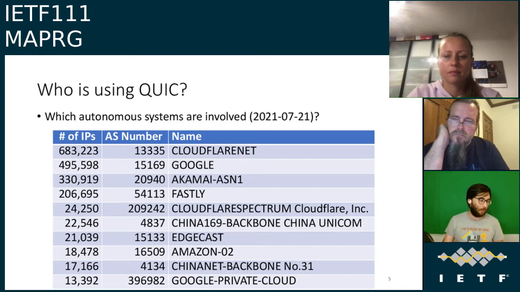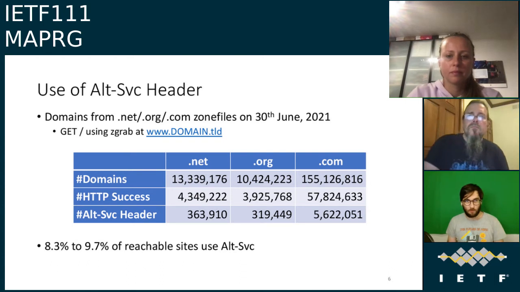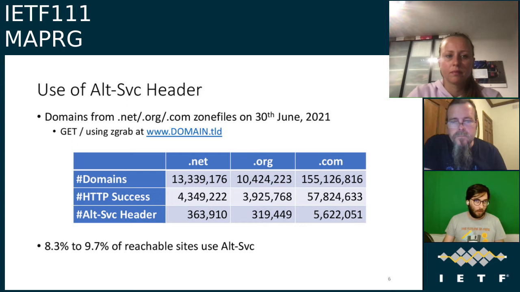So the question is, if you have a web server running on top of QUIC with HTTP/3, how would you actually get there? There are different mechanisms, and one of them is the Alt-Svc (alternative service) header in HTTP, where you can tell the connecting client that a different service, for example via QUIC, is available. Here we grabbed all domains from the .net, .org, and .com zone files, and requested the root of those sites at www.domain.tld. What you can see in that table is that roughly 8 to 10% of hosts, at least of those that answer our HTTP request, actually use this header.